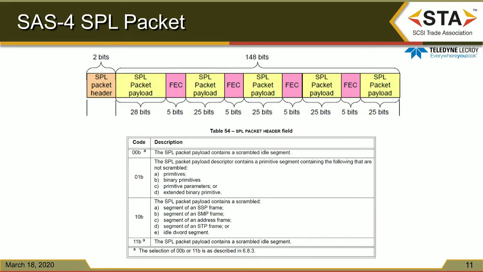These are the three basic types of SPL frame segments. The 0, 0, and 1, 1 headers are always scrambled idle. 0, 1 is the header for the primitive segment type. You may notice that there are several new primitive types, and I'll cover some of these. And then the 1, 0. That header is used to identify your logical SSP, SMP, STP segments. So your SAS data traffic is always 1, 0.